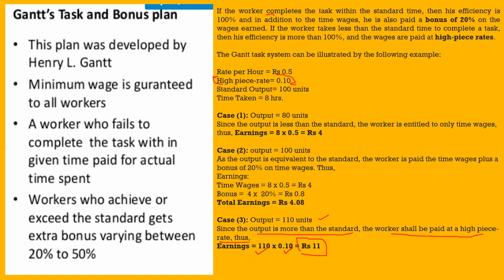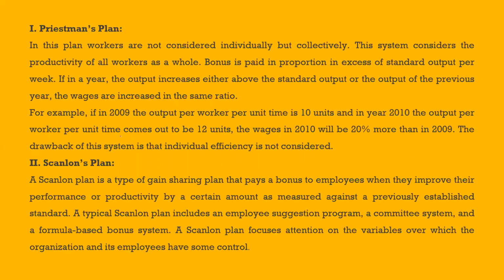If you are producing 200 units, you will be earning 20 rupees. Obviously, the more you produce, you will earn more. This is what the Gantt task system is. That's why this comes under output based incentive plan. So last but not the least, this is group incentive plans. Under group incentive plan, there are 2 major important plans. One is the Halsey plan, the other one is the Scanlon plan.